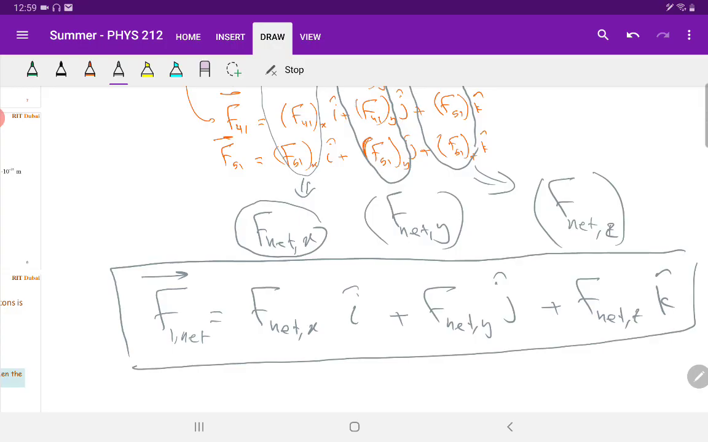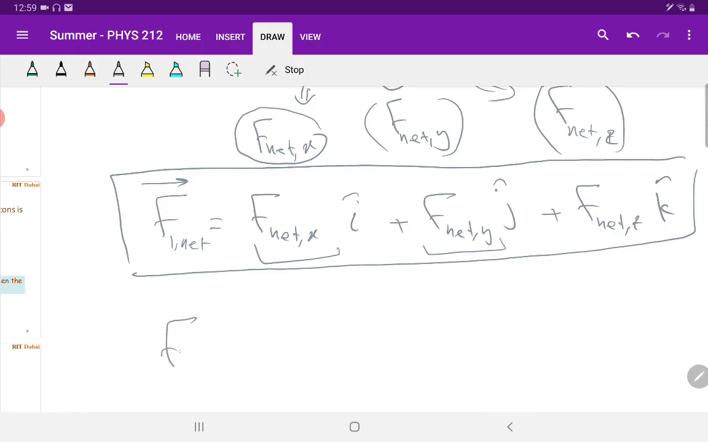In most of our problems, actually, we will deal with a 2-dimensional type of system, in such a way that the vector will only have 2 components, X and Y in general. After we identify the X component and Y component, we add the X components of all of the forces, and that will give me F net X, and the Y components of all of the forces will give me F net Y. And if I have the X component and Y component, I can find the magnitude F net.